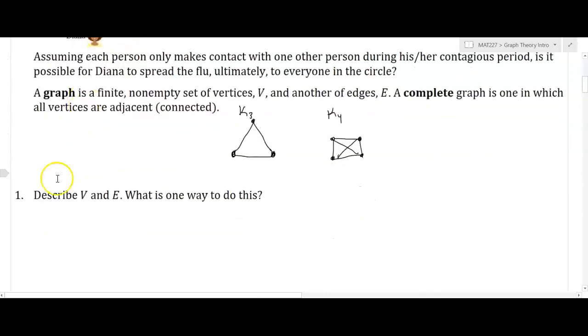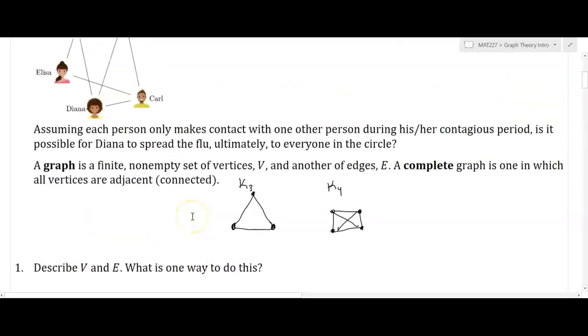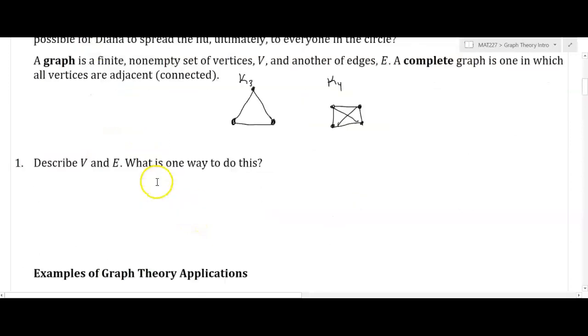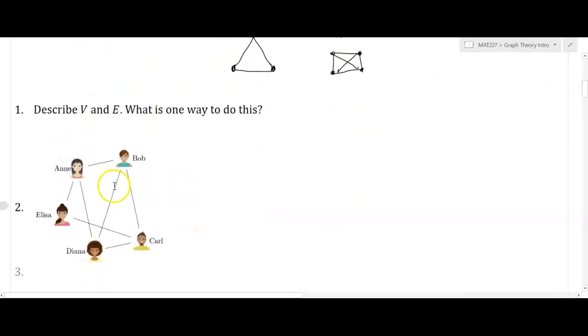Here we want to describe V and E. What is one way to do this? One way to do this, and everybody's going to have a slightly different notation, I like to keep it as simple as I possibly can. So if I'm going to describe the set of all vertices in this particular graph, I'm just going to label them A, B, C, D, E for Anne, Bob, Carl, Diana, and Elisa. So those are my vertices. This is a complete listing of all of the vertices in that graph.